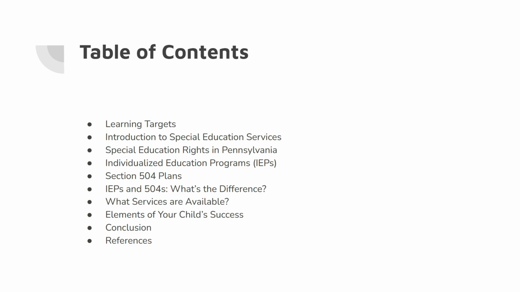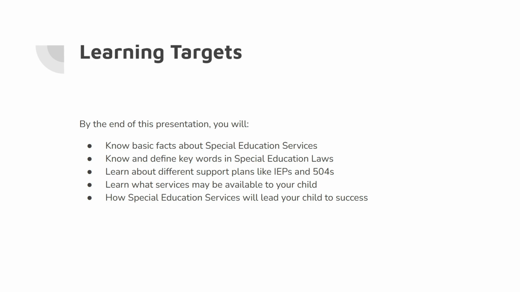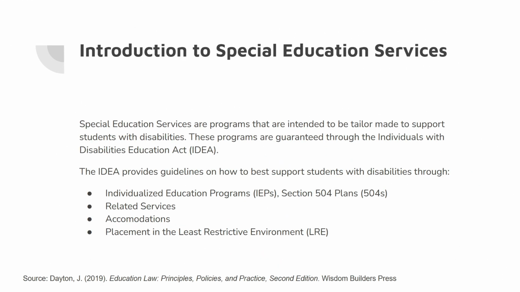Our learning targets: the introduction to special education services, family rights in Pennsylvania, IEPs and 504s, a comparison between IEPs and 504s, available services, and keys to student success. By the end of this presentation, you'll be able to explain the basics of special education services, understand and define key legal terms, distinguish between IEPs and 504 plans, identify available services for children, and recognize how these supports lead to student success. First, let's introduce what special education services are.